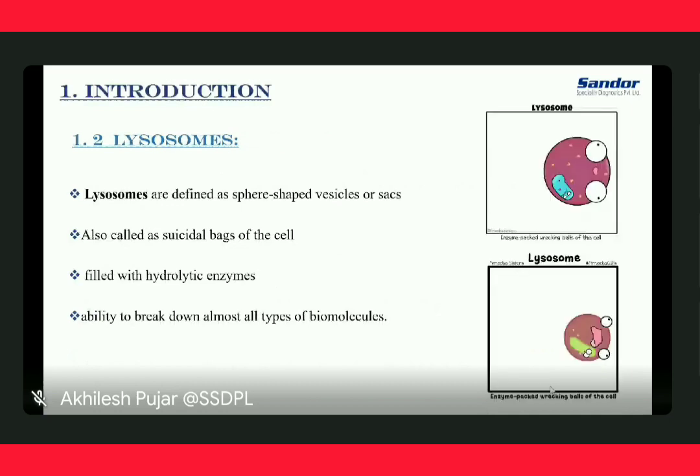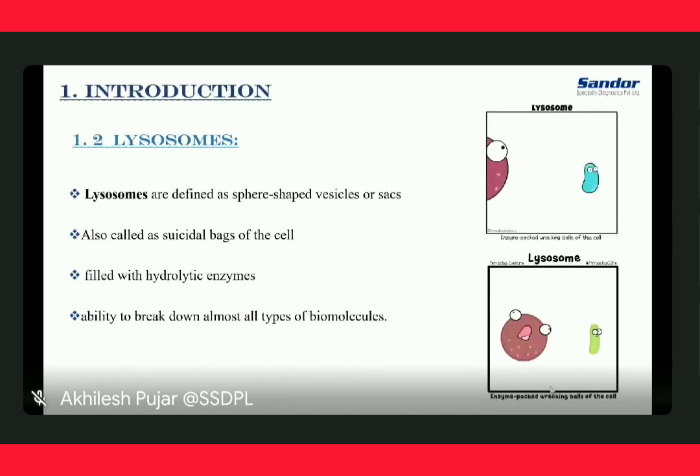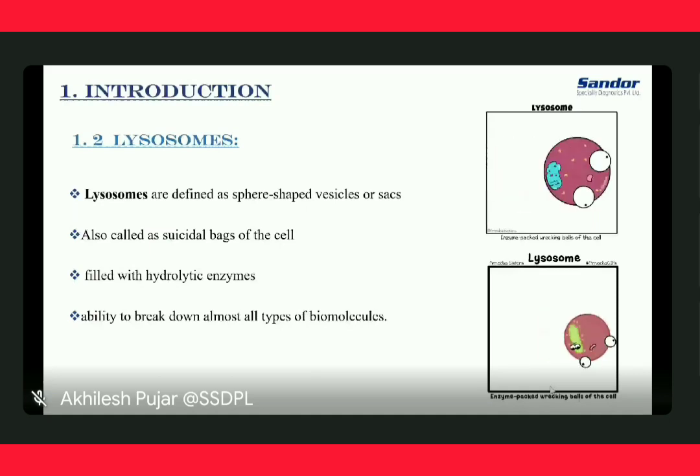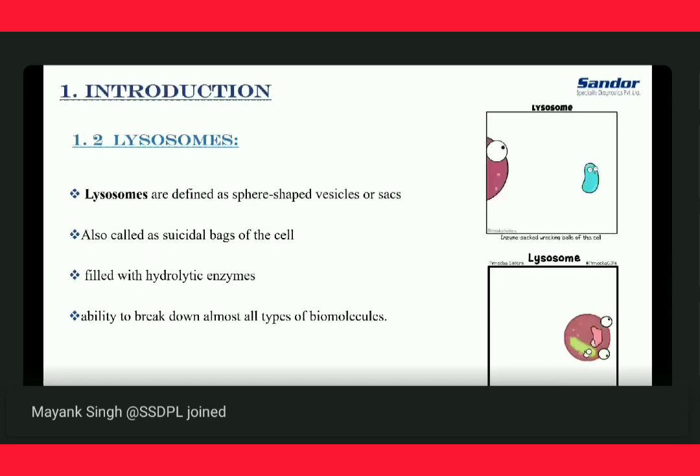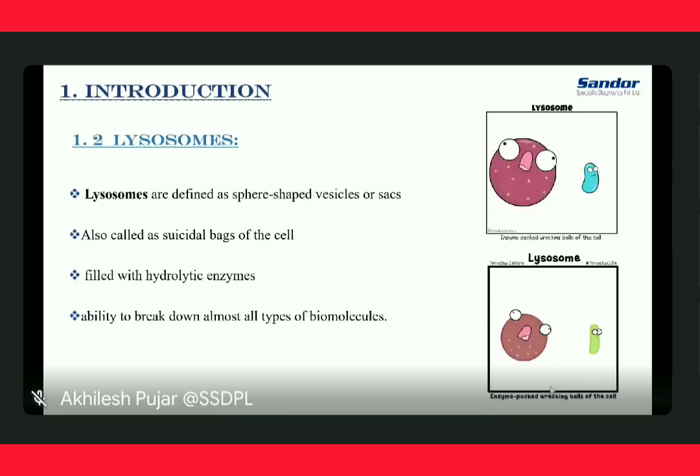Okay, so as I said, I just want to show you what lysosomes are. Basically, lysosomes are a kind of cell structure. You guys know that the human body is made up of a lot of cells, and cells have a lot of units inside them, right? So lysosomes are one of the cellular units, a vesicle, or in the shape of a sphere, and you can also call them cellular sacs or vesicles. They are also called suicidal bags. I will tell you why.